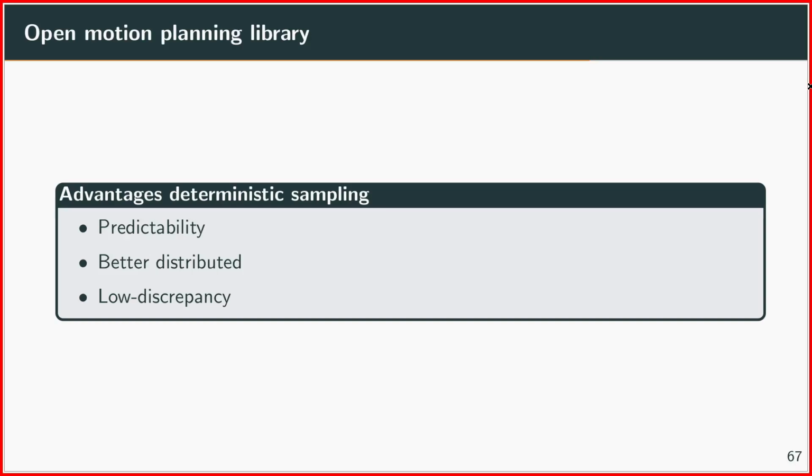What is also an advantage is that it's more predictable. You know basically where you sample, so you don't have cases where you have a clustering of points in some areas of your configuration space. And because you can control it, you can also better distribute it, and you have this low discrepancy or low dispersion, which we talked about last time, where you basically minimize the area in your configuration space which is free of samples.